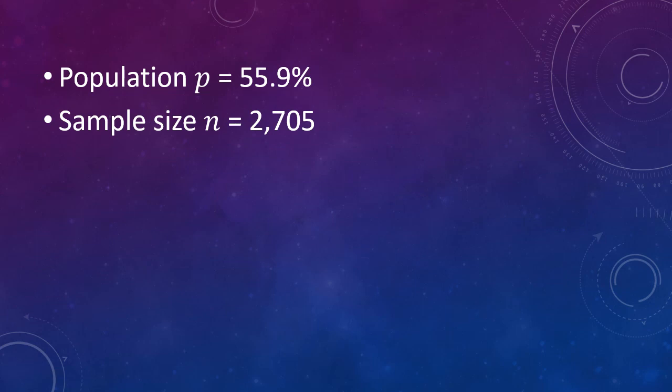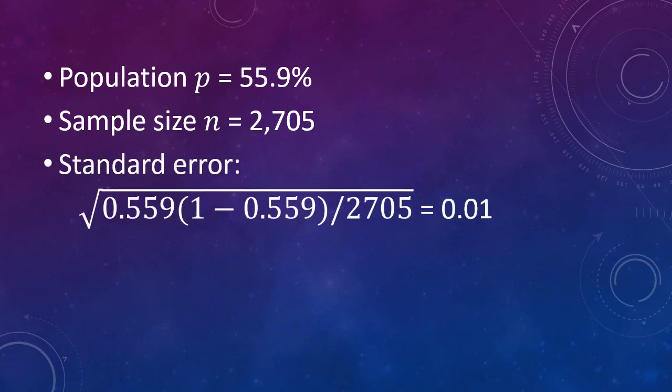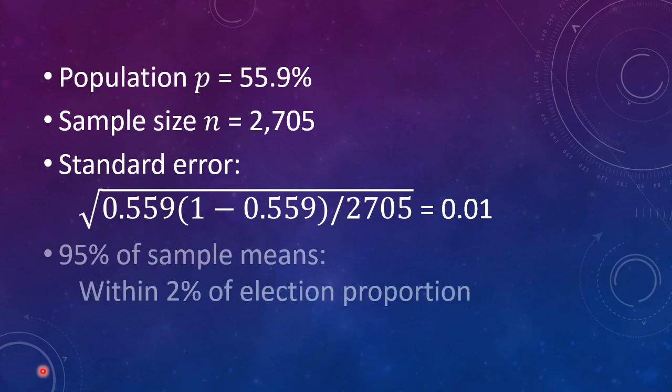So the mean for the sampling distribution is going to be the same as the population proportion, so 0.559. And the standard error is going to be the square root of p times 1 minus p divided by n. So that means the square root of 0.559 times 1 minus 0.559 divided by the sample size 2,705. That gives us 0.01. So 95% of similar exit polls would be within 2% of the election proportion.